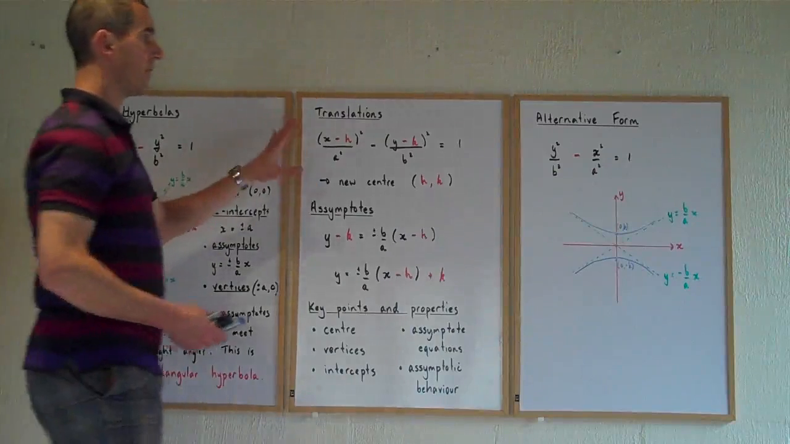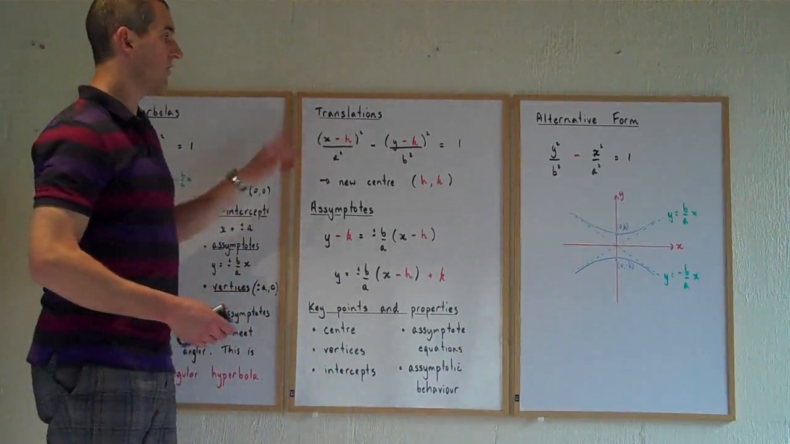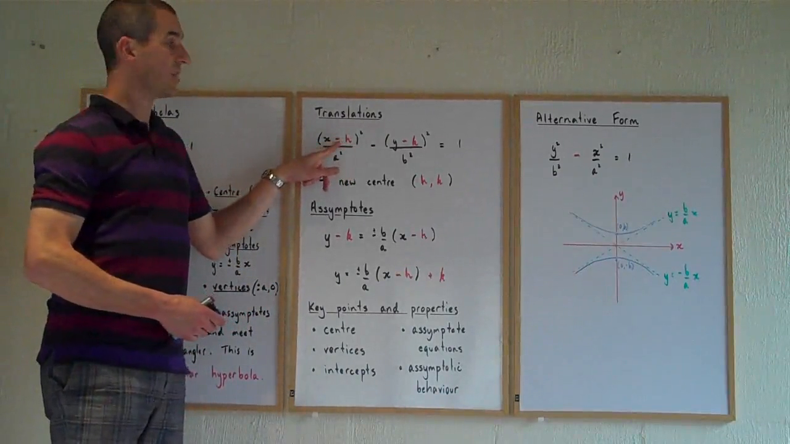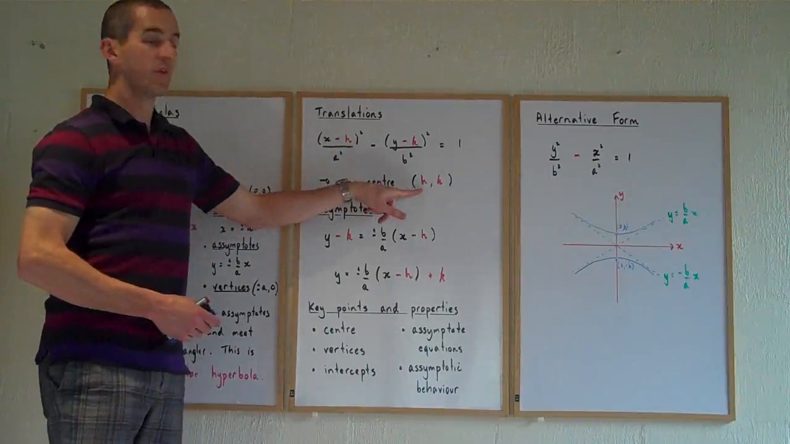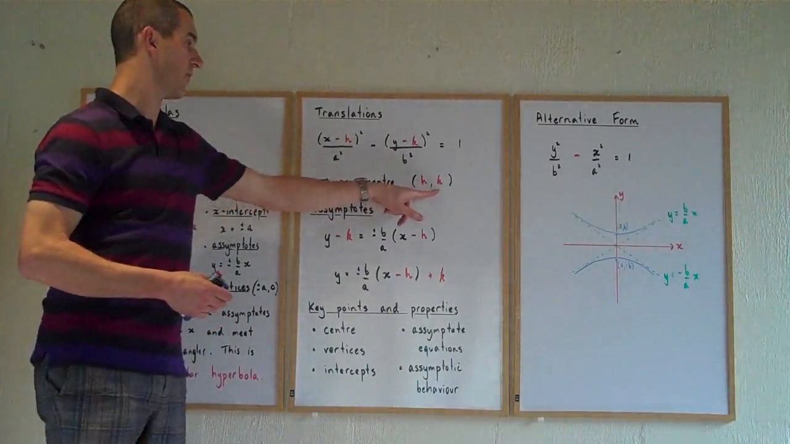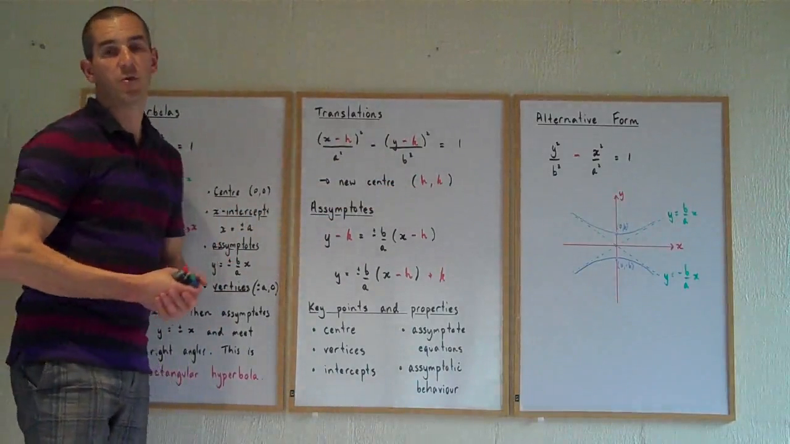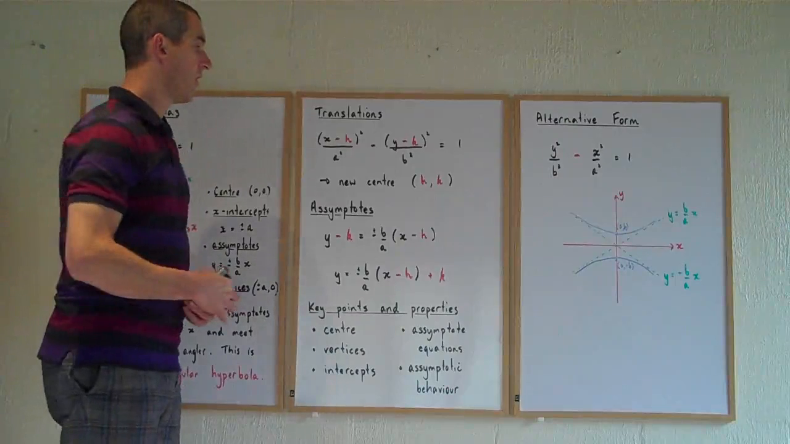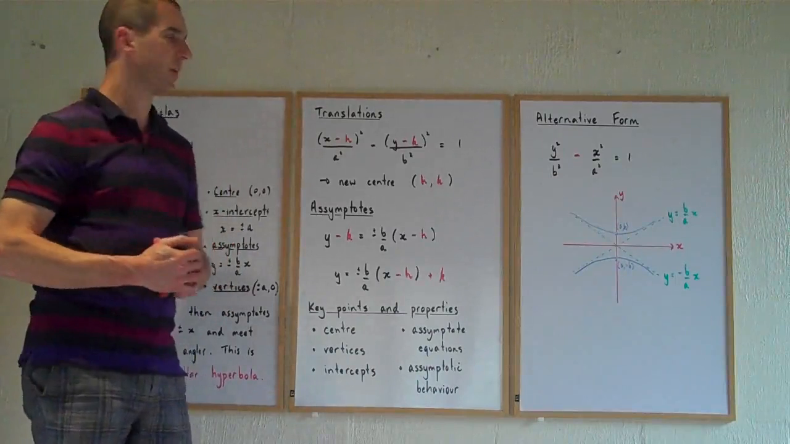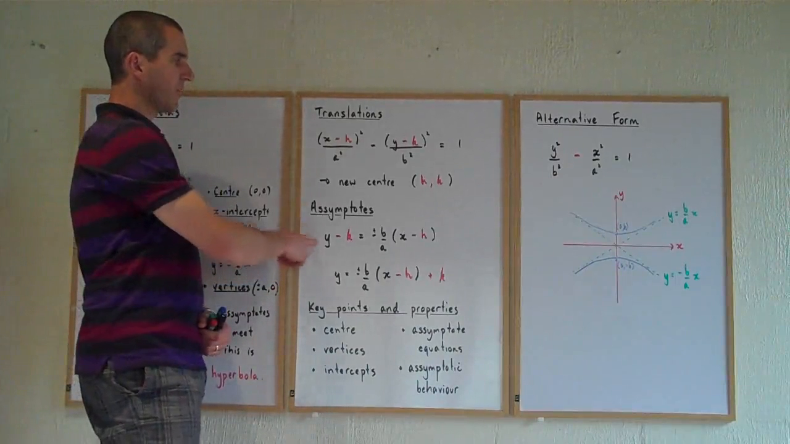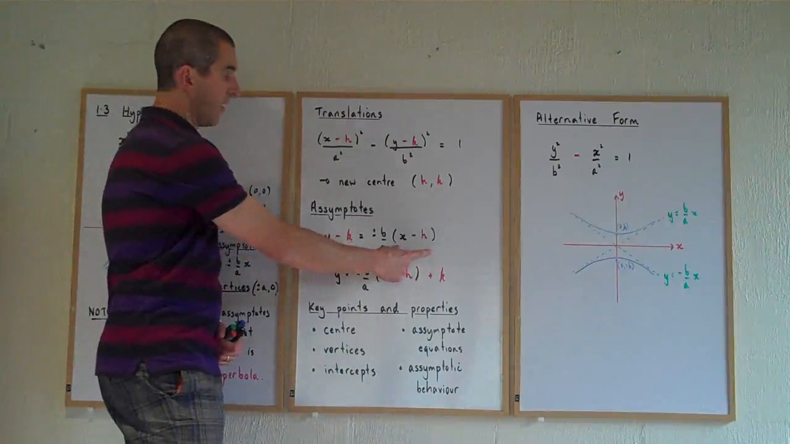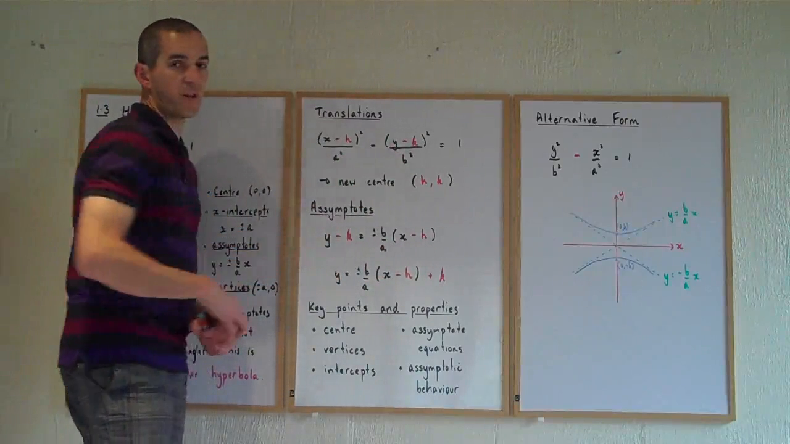So our translations set up very similar to what we've dealt with before. Same basic equation, this time with a negative sign between. X minus h is going to cause a shift to an x value of h, and y minus k will cause a shift to a y value of k. So we'll get a new centre, a new intersection point of our two asymptotes, of (h, k). Now asymptotes become, as I mentioned before, just a little bit tricky. If we look at this translated form here, our x minus h gets substituted into the asymptote, and our y minus k gets substituted into the asymptote.